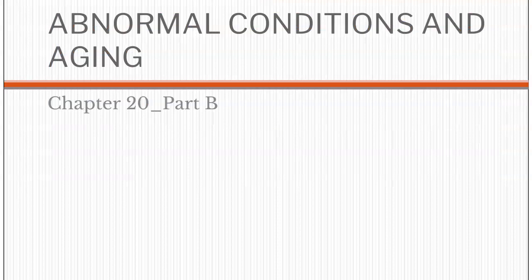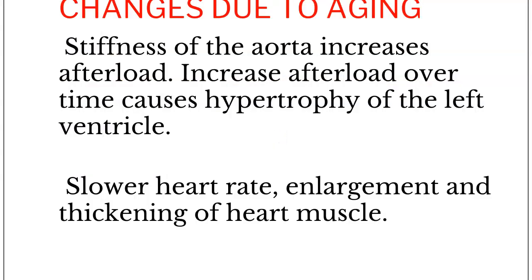And finally, we're going to look at abnormal conditions and aging. The kind of changes that are seen in the heart due to age is the stiffness of the aorta, which is going to increase blood pressure in the aorta, which is going to increase the afterload. Increasing the afterload over time makes the ventricles work harder because it takes them more force and more time to open the aortic semilunar valve. And that's going to end up hypertrophying the left ventricle. The left ventricle will become bigger.